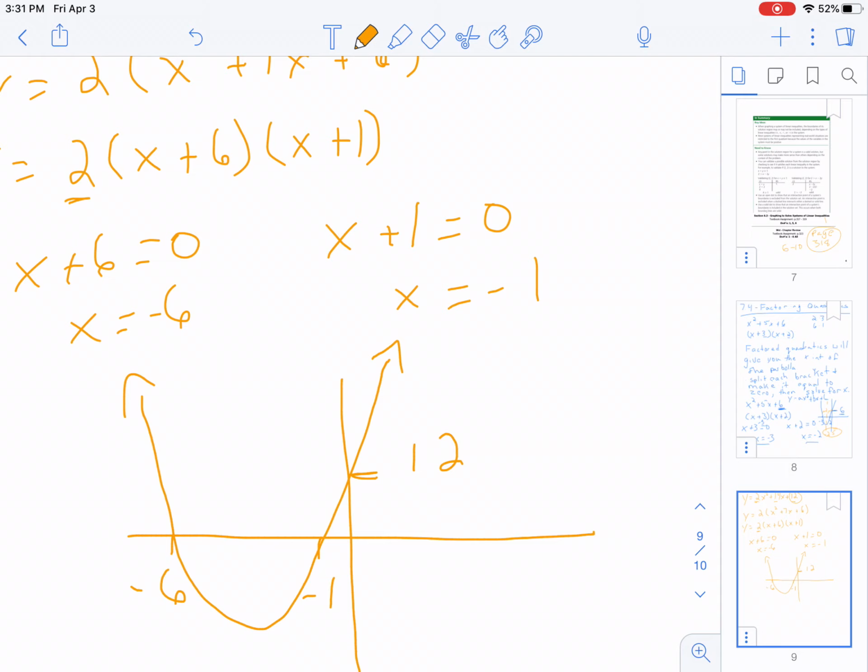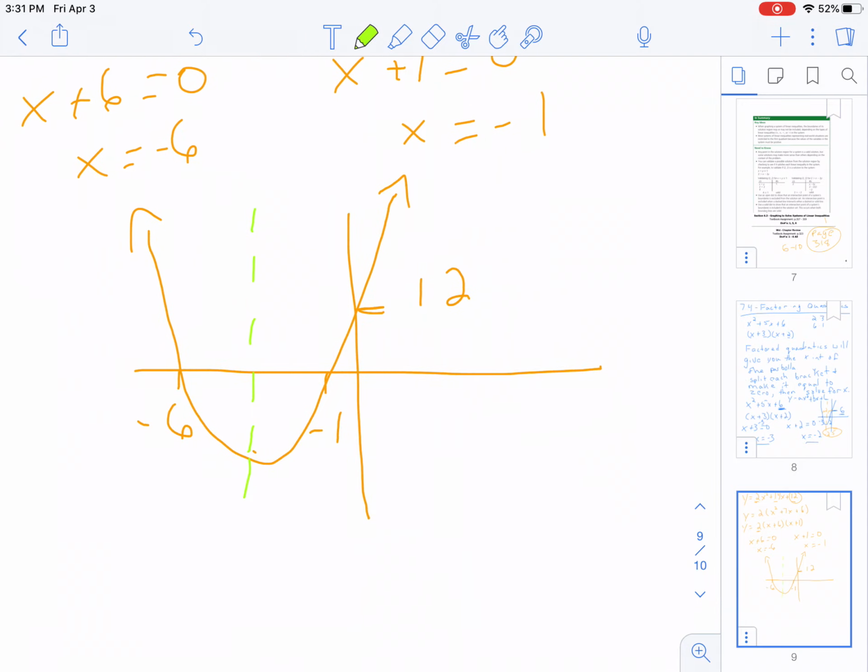Now I also know my vertex, or my axis of symmetry, which passes through the vertex, is halfway between these 2 points. Another way that you can solve for that is it's like taking the average of the 2. You just add them together, so it becomes negative 6 plus negative 1 divided by 2. So that's negative 7 over 2, or you could even say negative 3.5. Okay. Really not that bad, right?